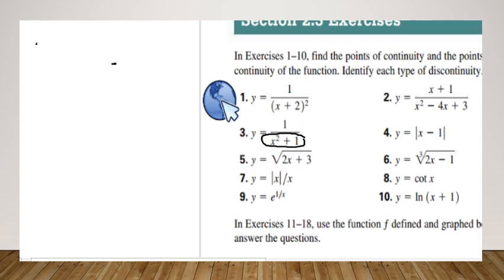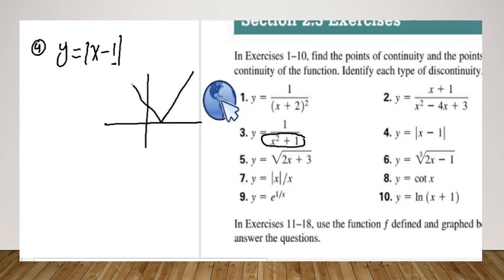Number 4, y is equal to the absolute value of x minus 1. So if you are using the graphing calculator, this is the graph of the absolute value of x plus 1. So it's a continuous function on the whole interval from negative infinity to infinity, as I can graph it without lifting the pen or the pencil from the paper.